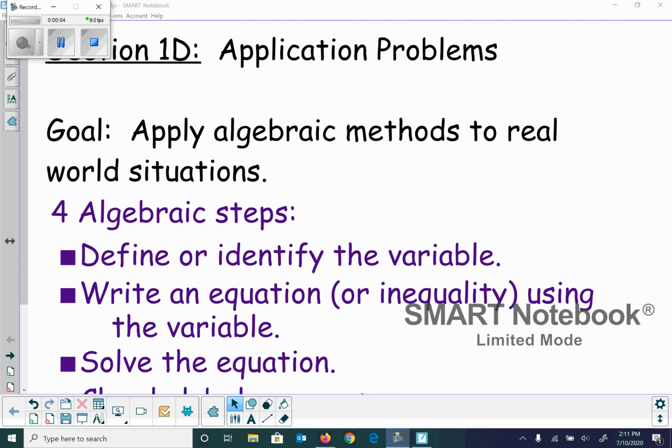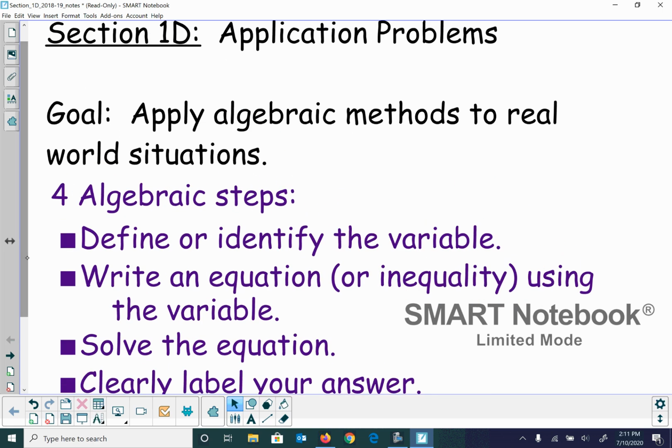Accelerated Algebra 2. This is our fourth lecture, which is 1D. We're going to go through the algebraic method, going over 4 steps. We're going to deal with some word problems, but I don't want us to fear these. I want us to embrace that we have some sort of story that's being told. So let's figure them out.